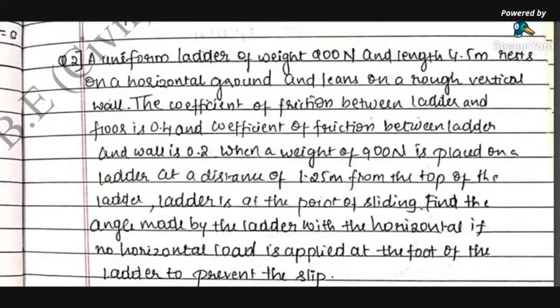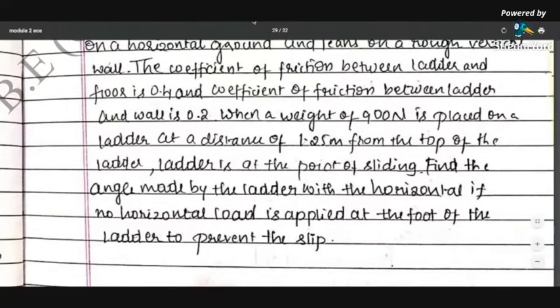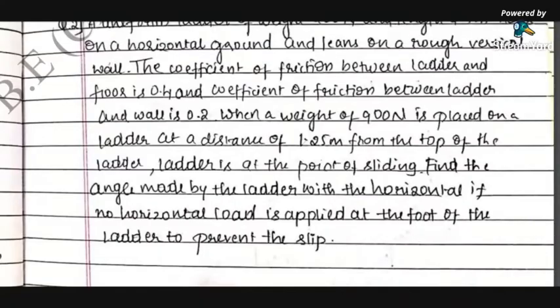Now find the angle made by the ladder with respect to horizontal if no horizontal force is applied at the foot of the ladder in order to prevent the slip. This is the difference. In the previous problem we went through, we had to apply an external force at the foot of the ladder to prevent it from slipping. Here there is no external force. You have to find the convenient angle made by the ladder with respect to horizontal so that the ladder doesn't slip down. This is all about the question.